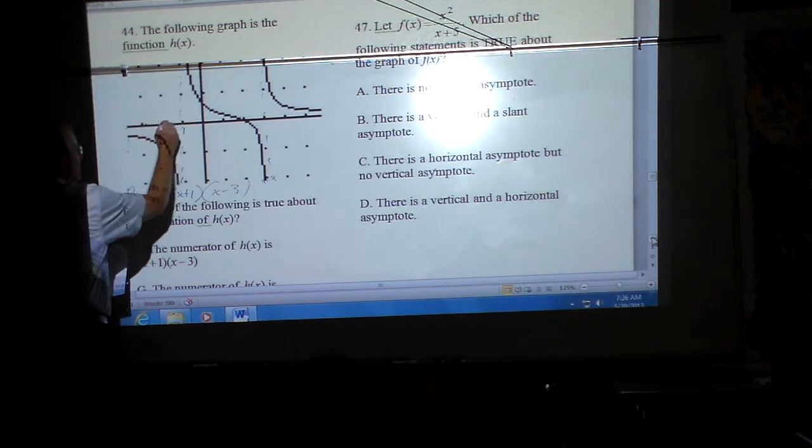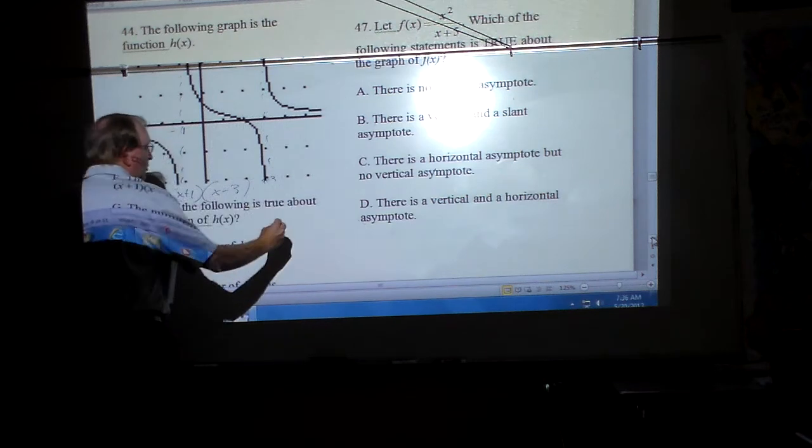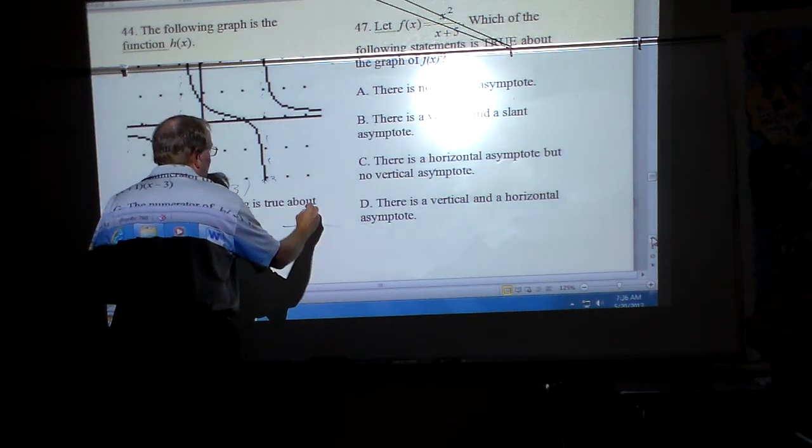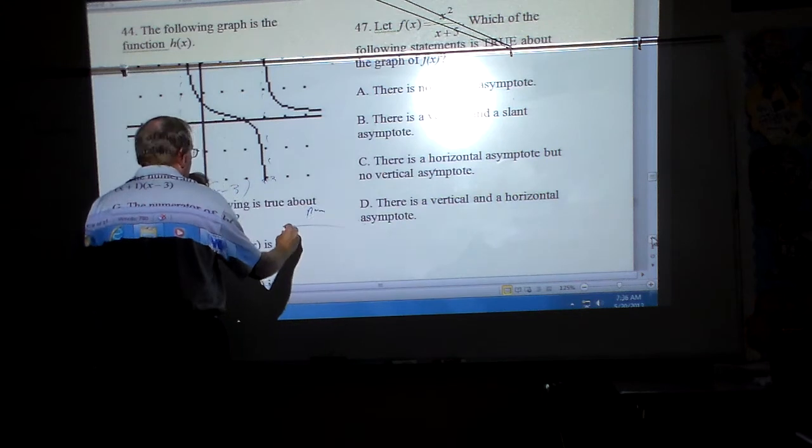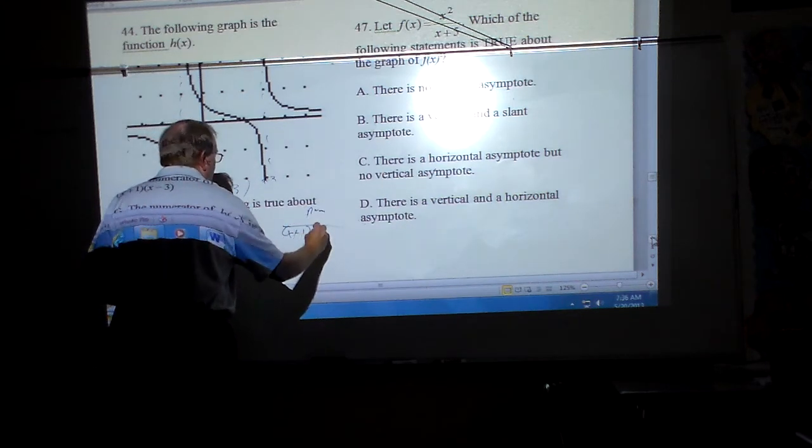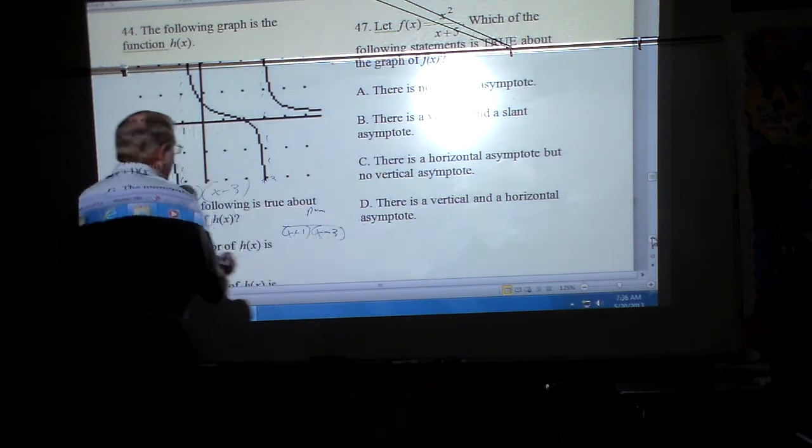And because there's a horizontal asymptote here at 0, that means it will probably not have any x, but it should be a number here. That would probably be the case. x plus 1 times x minus 3.